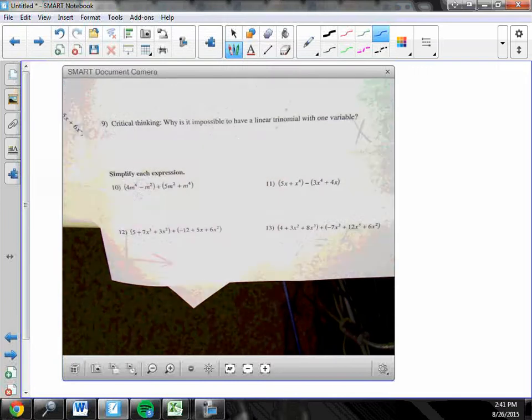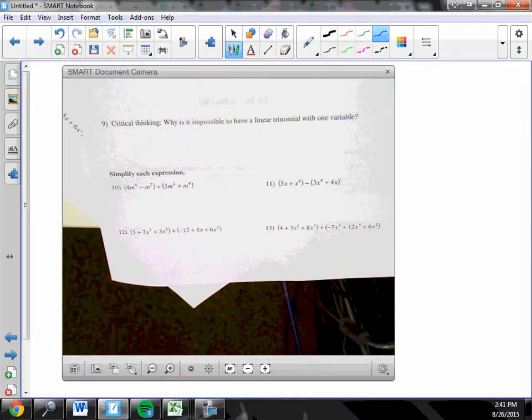Number 10. How do we add binomials together? We match up the variables and the degrees, which make like terms, and we combine them together. So does 4m to the 4th have a like term? M to the 4th. Now, they're not in the same order. Does that matter? No. In a polynomial, you can change the order of the terms as long as the sign goes with it. Okay, the terms of a polynomial commute.